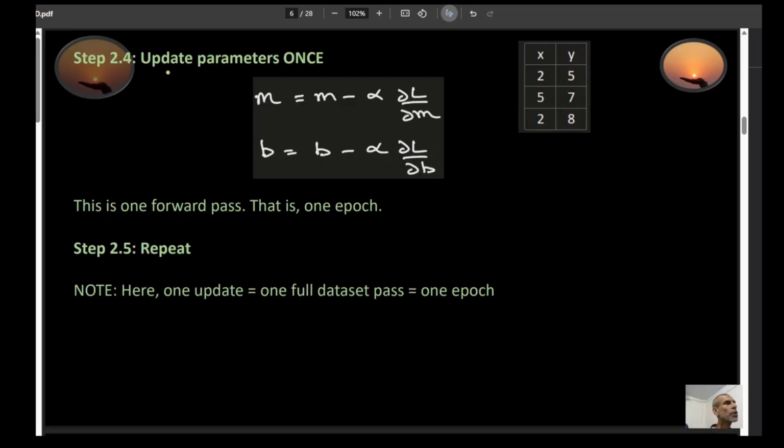And now I'm going to update my parameter once. I know my old value of M. I'm going to take alpha value. This is your learning rate. And then I know my alpha, del L by del M. This is the one I calculated in the previous step. So substitute your value and you'll get your new value of M.